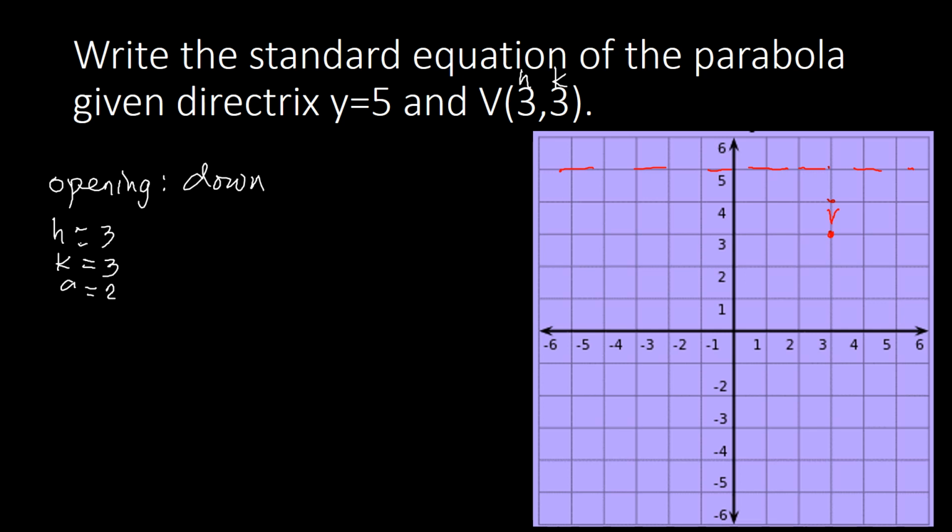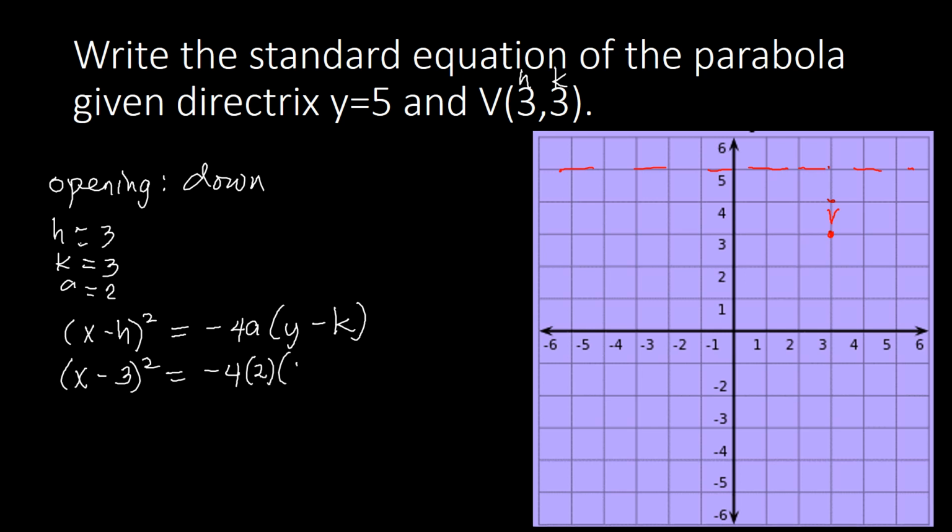Writing now our standard equation of the parabola, we have x minus h squared, because that is downward, equal to negative, because that is downward again, negative 4a times y minus k. And then let us now plug in our values here. We've got x minus our h, that is 3, squared, equal to negative 4, our a, which is 2, times y minus our k, which is 3.